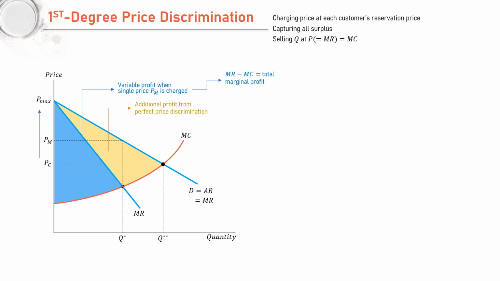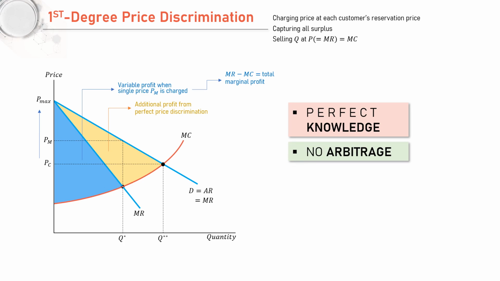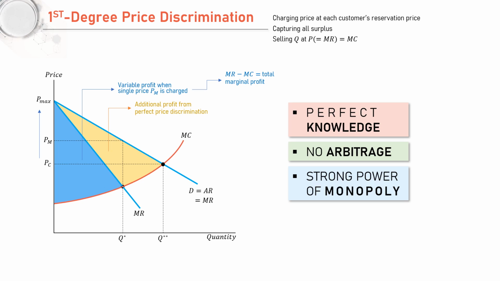Now, I have to tell you this as well. In order to implement the first degree price discrimination, the firm must have a perfect knowledge of each of its customers' reservation price. Moreover, arbitrage cannot be allowed to happen. The firm must make sure that no consumer of its product can sell the product to other consumers who have a higher reservation price or willingness to pay. And lastly, it requires a strong monopoly power that prevents consumers from switching their buying to the competitor's product. Well, at least the first two conditions are hard to satisfy in reality, although not completely impossible.